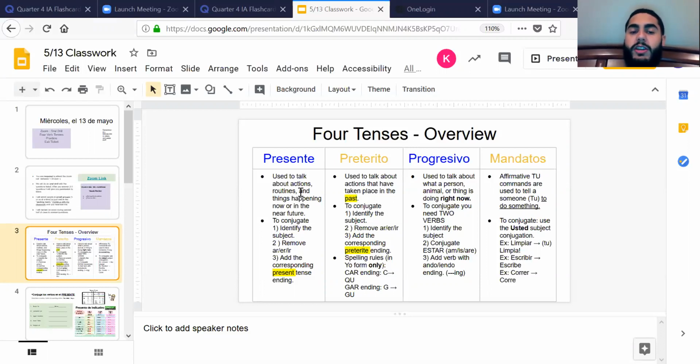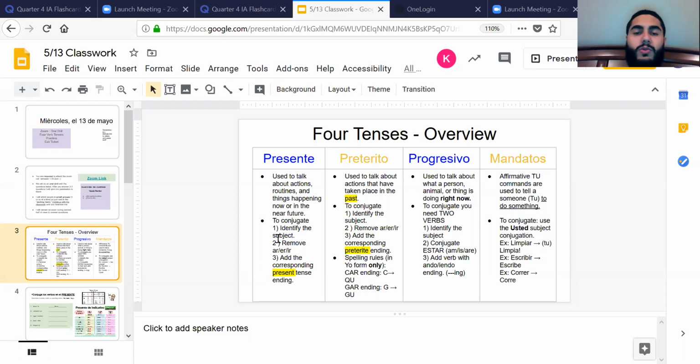In order to conjugate, you need to, step one, identify the subject. Step two, remove the AR, ER, IR at the end of the verb. And then add the corresponding present tense ending, okay? If you don't remember what those are, they will be on the following slides, okay? So just make sure you are following along.